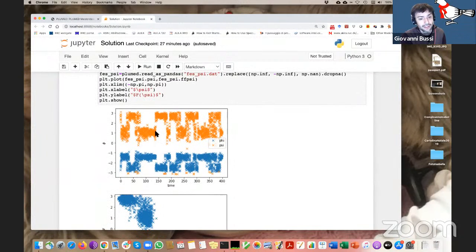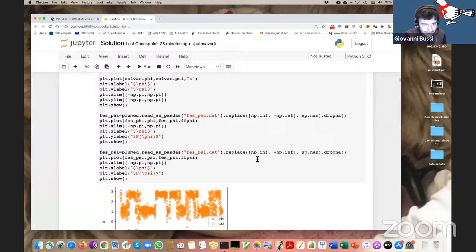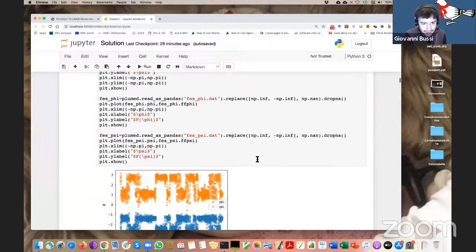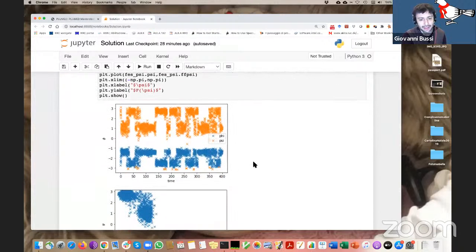Of course, these transitions take such a short time that they are not really to be considered rare events on the time scale that we are simulating. If this is time, and this should be 400 picoseconds, then on this time scale these events are not rare. And so it's actually not necessary to increase their frequency. They are already sufficiently sampled.